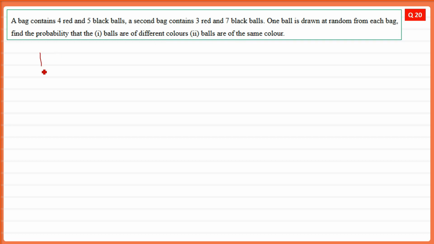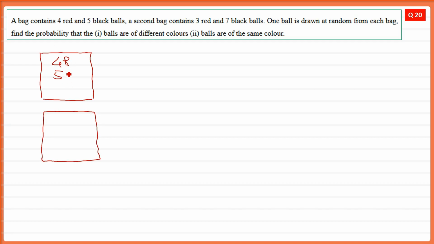So it's better to understand the question with the diagram. So we have 2 bags here. The first bag contains 4 red and 5 black balls. So in all there are 9 balls in the first bag. Coming to the second bag, let's name them as 1 and 2. The second has 3 red and 7 black balls. So in all there are 10 balls in the second bag. Let me write it here, 10 balls in all.